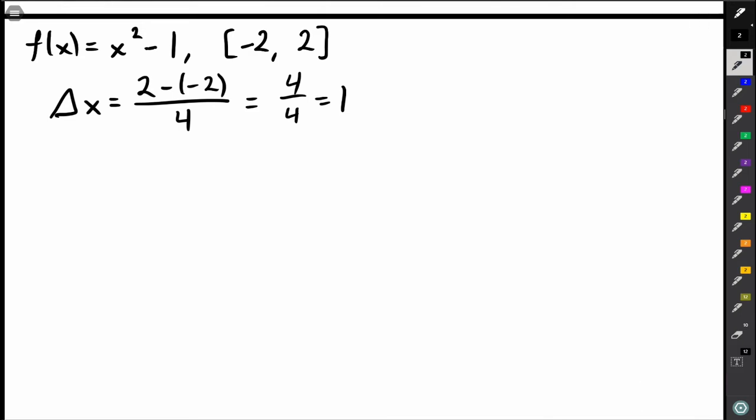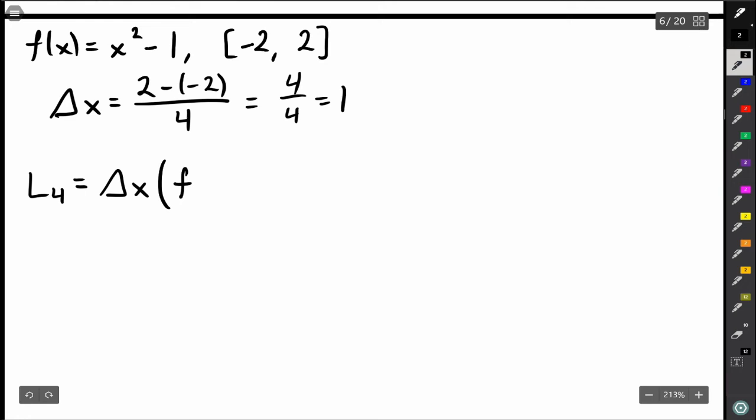All right. And then L4 is going to be, let's see here. We're going to get delta x times, we're doing left endpoints here, so we start at -2. And then to get all the other left endpoints, we add this number here, delta x, to -2 until we have all 4. So we get f of -1, f of 0, and f of 1.